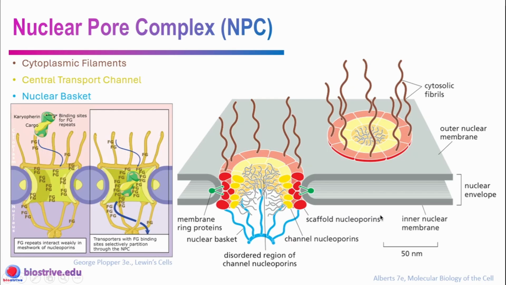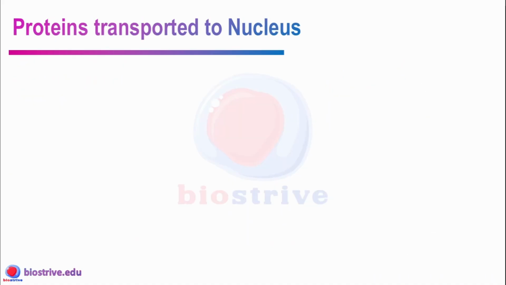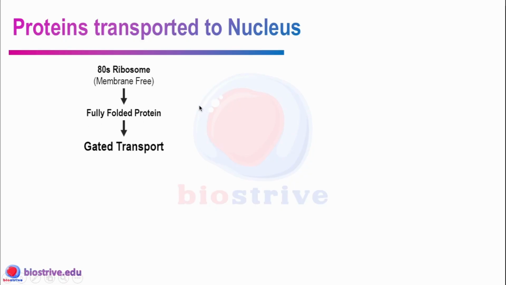So this was the nuclear pore complex, or NPC. Now we will talk about proteins transported to the nucleus. Mainly the proteins which are transported to the nucleus are synthesized by the free ribosomes, which are membrane free ribosomes, which will form proteins. Proteins get folded, and in fully folded conformation these proteins will be transported to the nucleus through gated transport. Now depending upon the size, the mode of transport will differ.